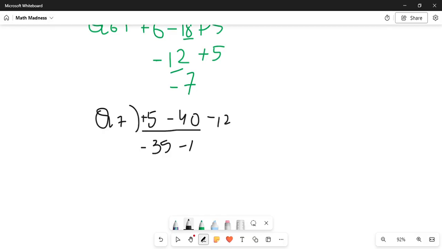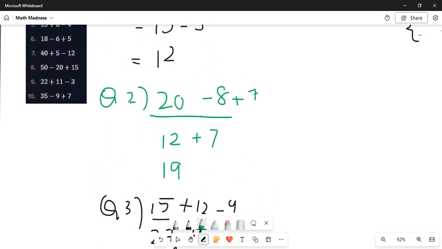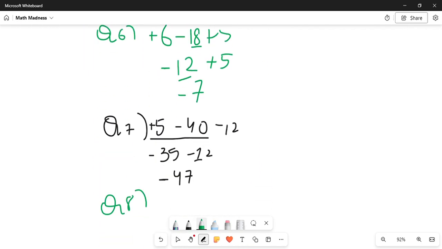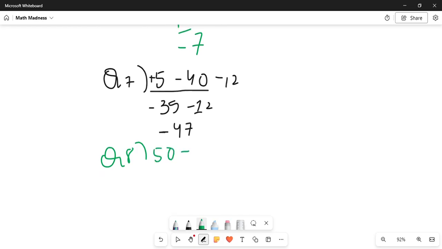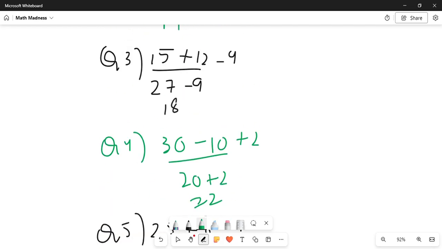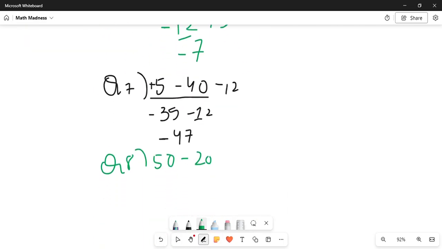So minus 12. We have same signs. So we will add, which will give us 47, and because we have same signs, the only option we have is minus, so minus 47. Question number 8 is 50 minus 20 plus 15.